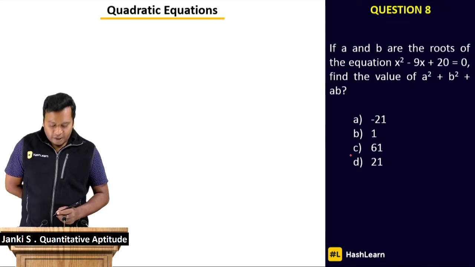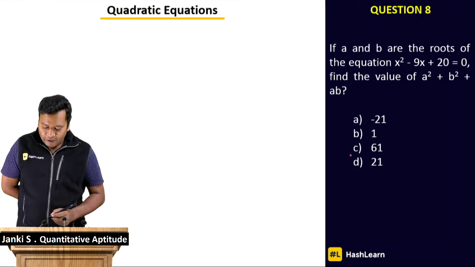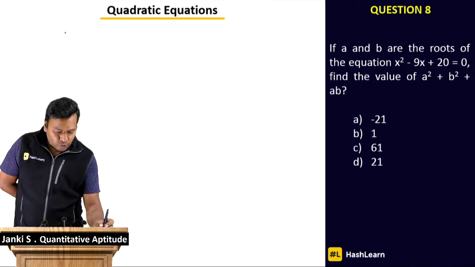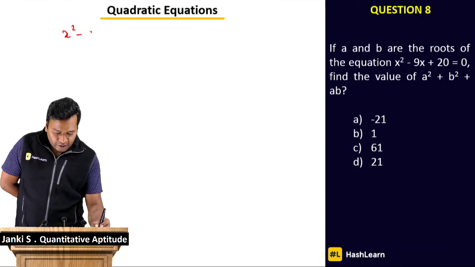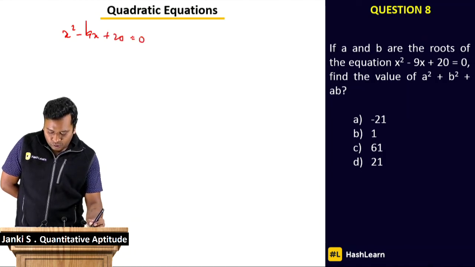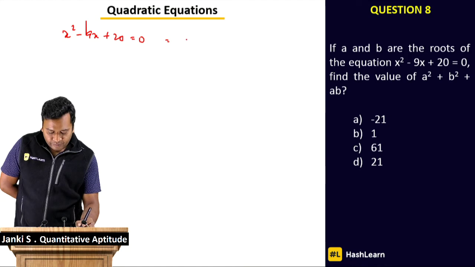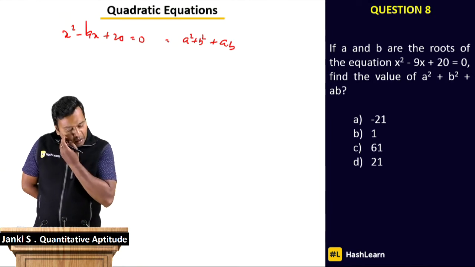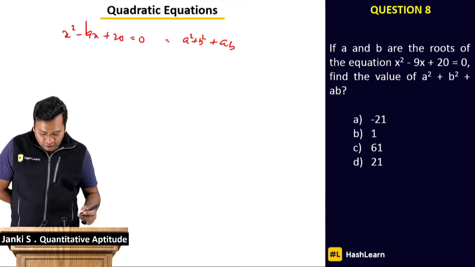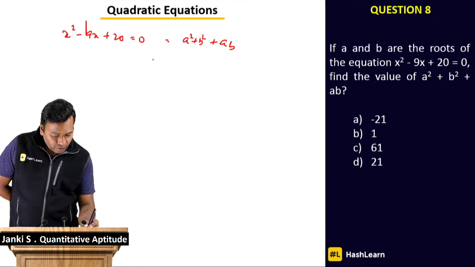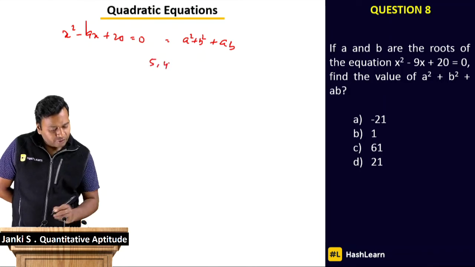Question number 8. If a and b are the roots of the equation x square minus 9x plus 20 is equal to 0, find the values of a square plus b square plus ab. Now here you can directly identify the roots are nothing but 5 and 4, right?